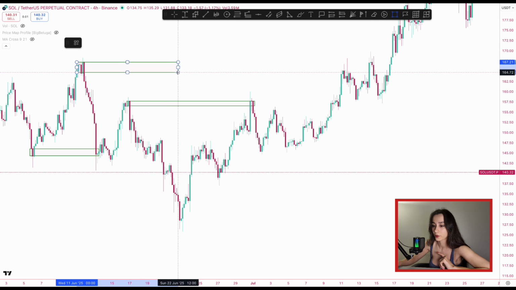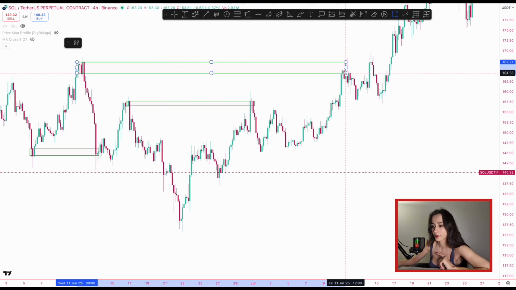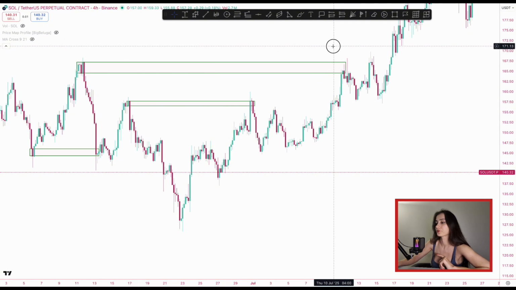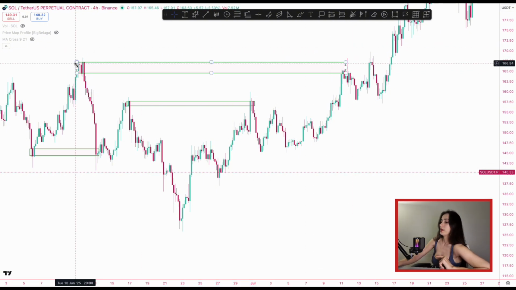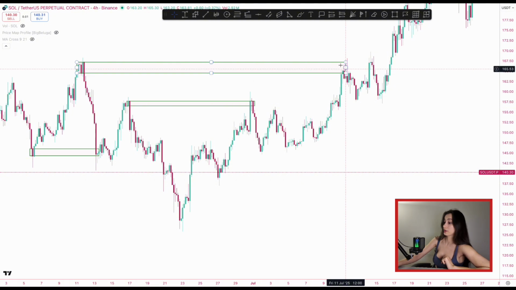So I can take the previous body and set my supply area. So when I set this, I will know that when the price comes to that point, it will make a reversal. And as you can see here, after a period of time, it came over that zone, and when it touched, it dropped down.